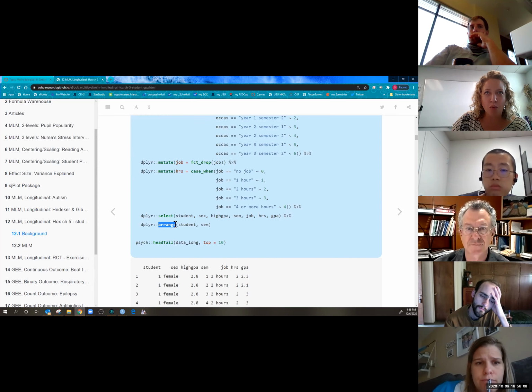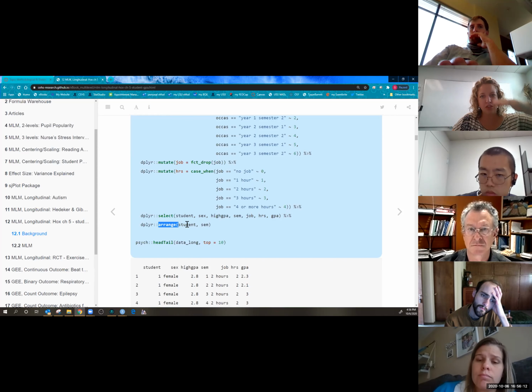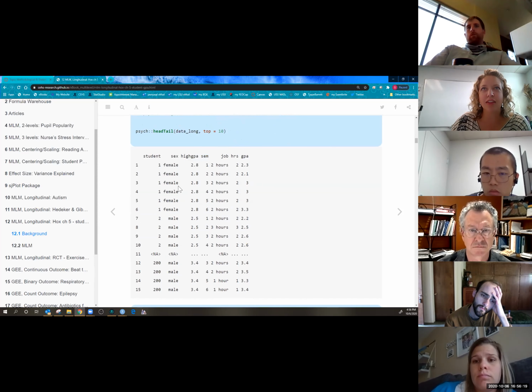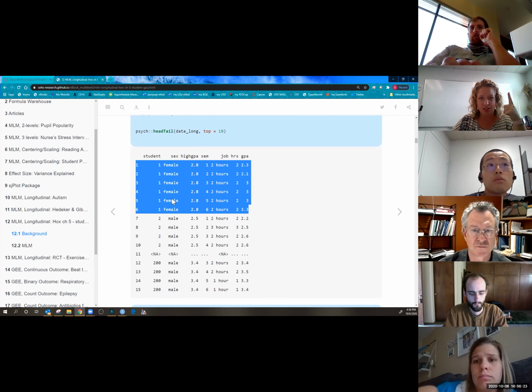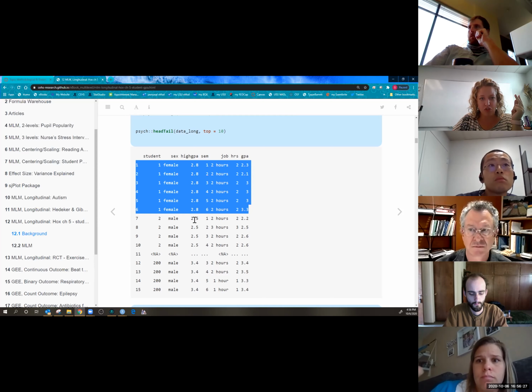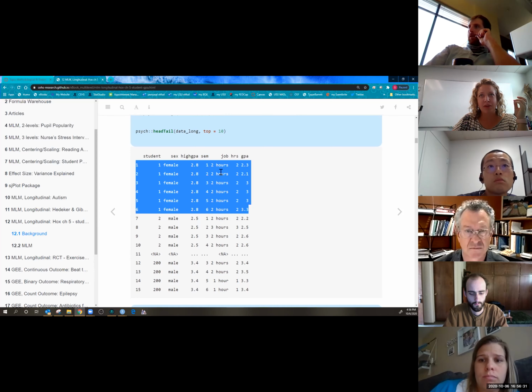And then this arrange command is what sorts the data set. So I want them student 1, 2, 3, 4, and within each student sorted semester 1, 2, 3, 4, 5, 6. And when I do that, this is what it'll look like. So the first 6 lines are the first student. First student is female. Their high school GPA was 2.8. For each of the 6 semesters, all 6 of them, they were working 2 hours every time, and their GPA is this last column. Okay.